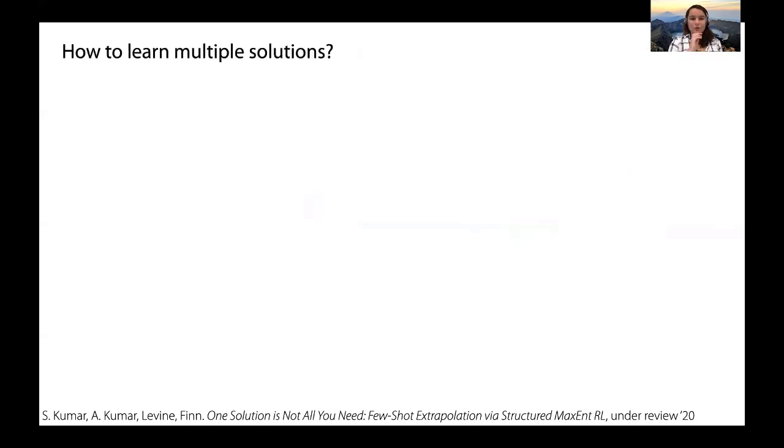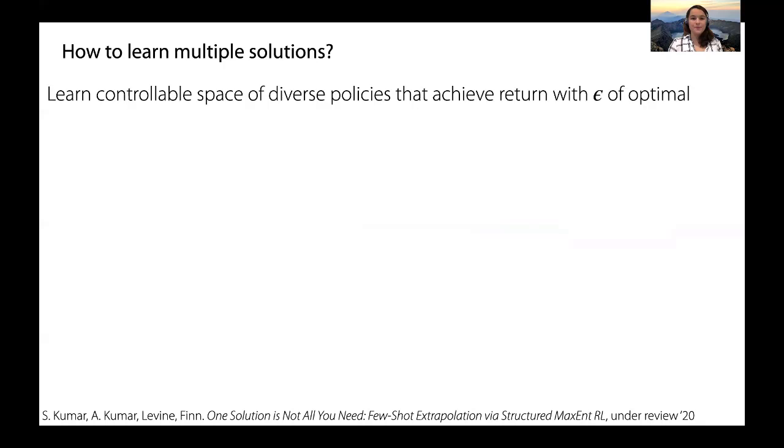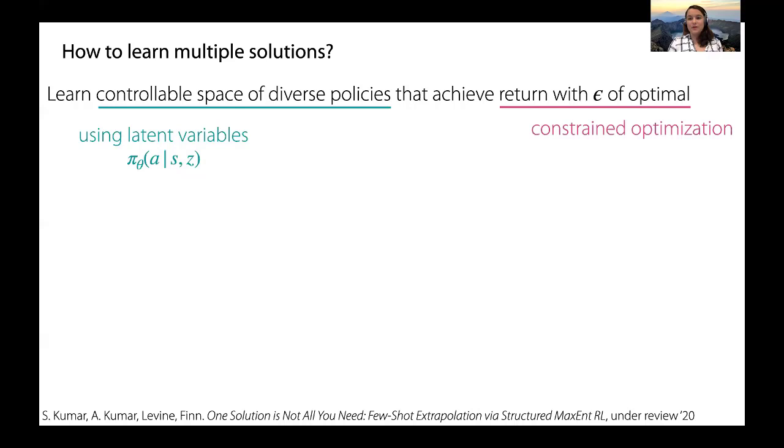Okay, so with this high-level idea in mind, how do we actually go about learning multiple solutions? What we're going to do is learn a controllable space of diverse policies that achieve return that's within epsilon of optimal. Essentially, we want to learn many different policies that can do pretty well in our training environment. And to learn a controllable space of diverse policies, we're going to use latent variables and condition our policy on a latent variable z, where we want z to control which solution you're actually using to accomplish the task. Lastly, to achieve a return within epsilon of optimal, we use a constrained optimization.